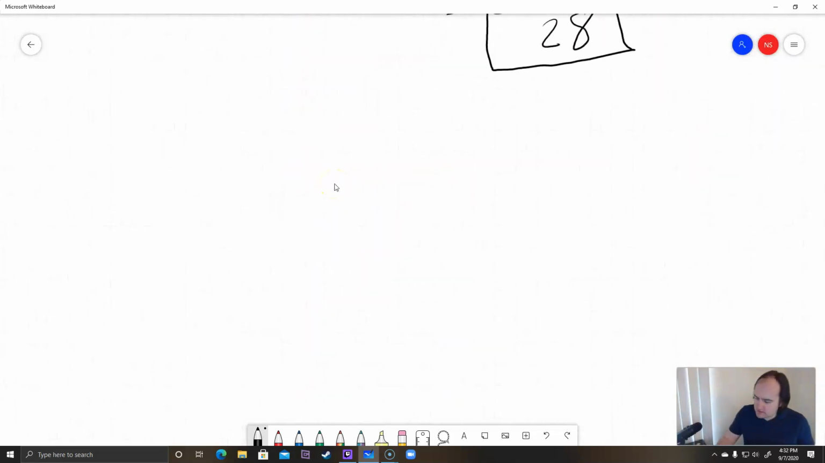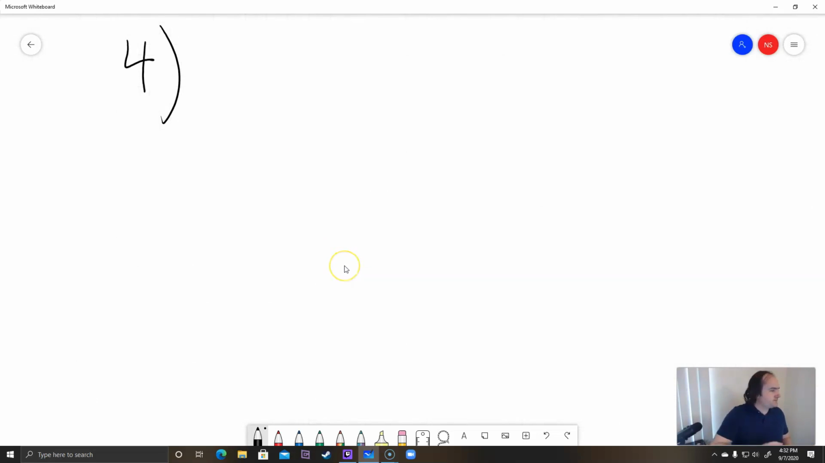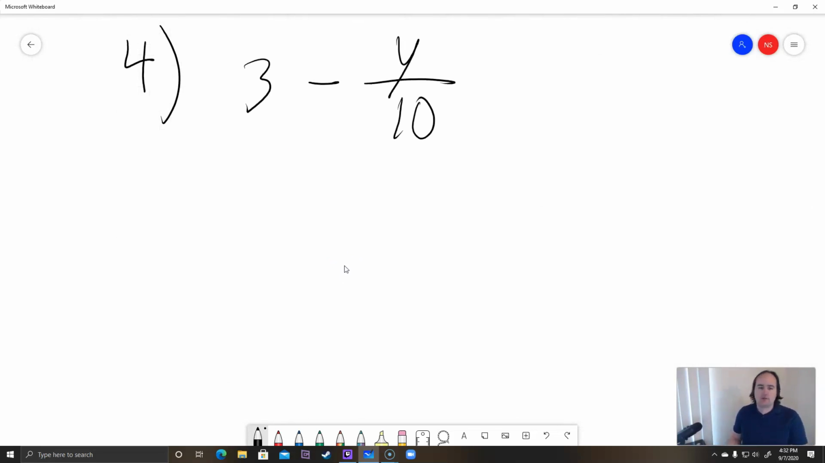Okay, let's do problem number 4. This one is 3 minus y over 10. So here, this one's tricky again, because it doesn't have a denominator for the 3. But remember, if they don't write the denominator, what is the denominator automatically? The denominator is actually 1. Okay, so this is actually 3 over 1. Even though they didn't write it, that's what they mean.